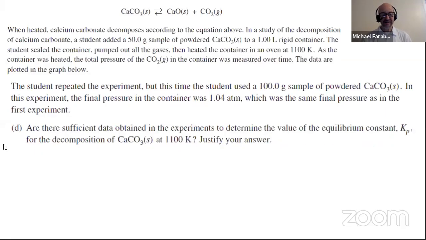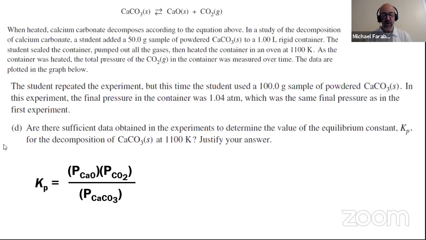All right, on to part D of this question. Do we have sufficient data from the information in this question to answer the value? What is the value of Kp? Now, normally an equilibrium constant is products over reactants. So take a moment and look at what I've written here. I've got products, so calcium oxide and carbon dioxide over calcium carbonate. Do you see anything wrong with my Kp expression?